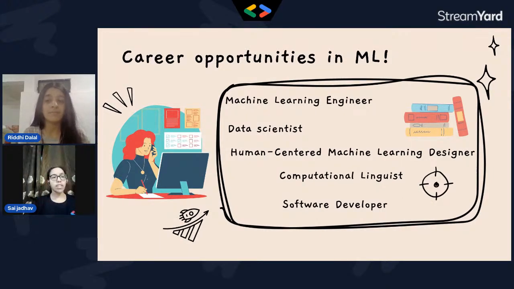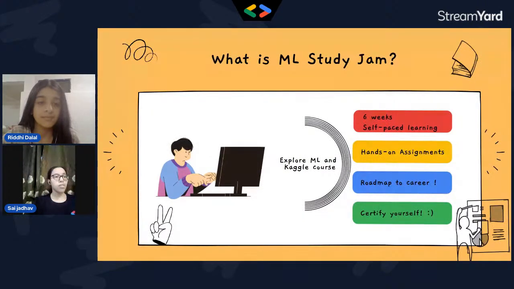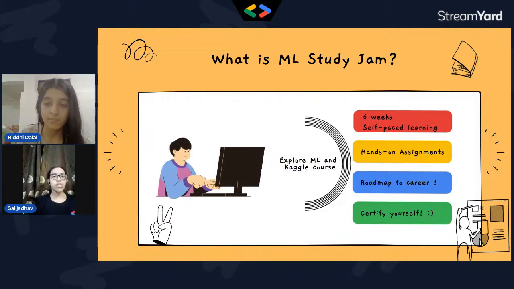Now, what are ML study camps? Moving further, you know that we are going to have the campaign for a few weeks, so you need to understand what ML study camps are. It is 6 weeks of self-paced learning with Explore ML and Kaggle course content with hands-on assignments, a roadmap to a career, and also an opportunity to certify yourself.